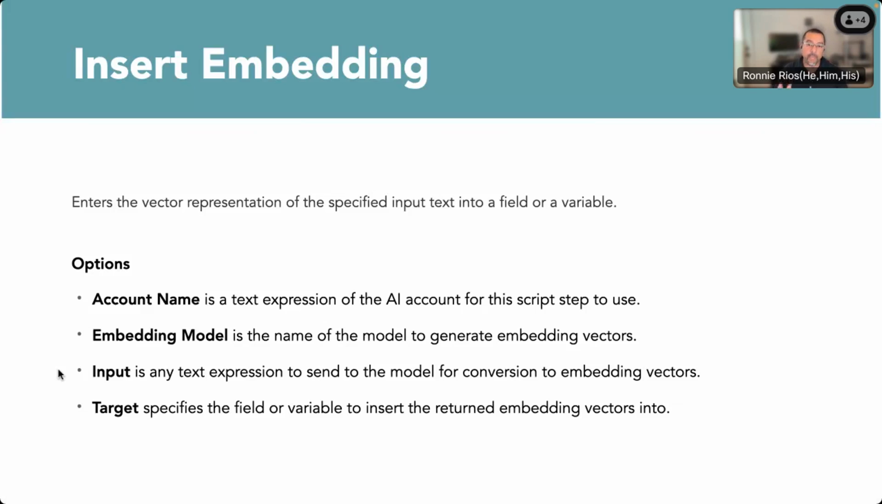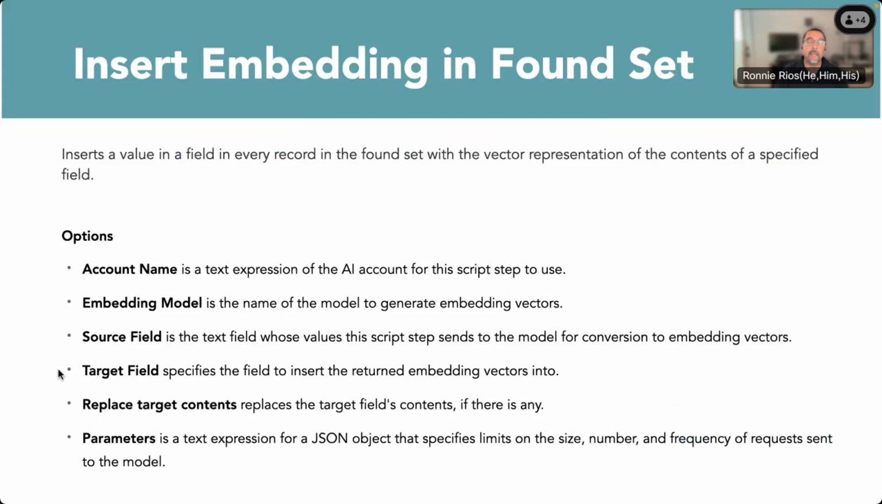So this will create a vector embedding for a single record. Now, what if you've got a whole bunch of records, right? And you're just getting started like we are today. You want to create embeddings for a lot of records. So this is where the Insert Embedding in Found Set script step comes into place.